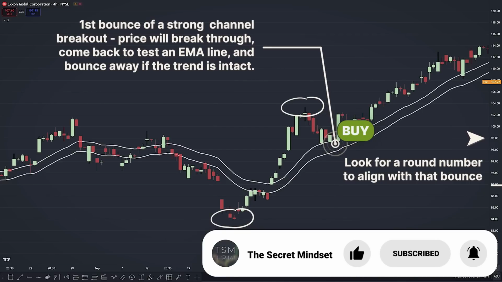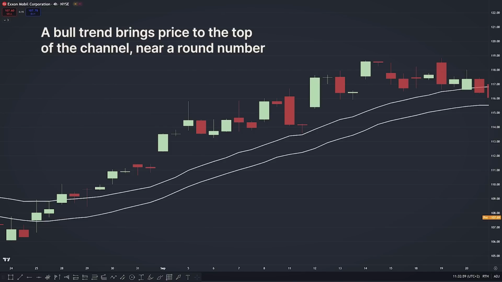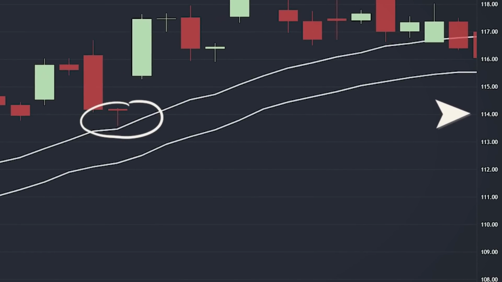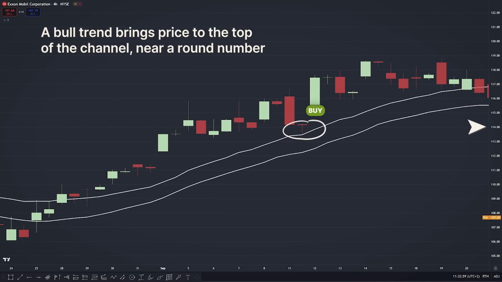That confluence can yield a strong trade. For instance, a bull trend brings price to the top of the channel, near a round number. If you see a bullish candlestick bounce off that zone, you jump in. You place a stop under the channel, and you target the next round number above.